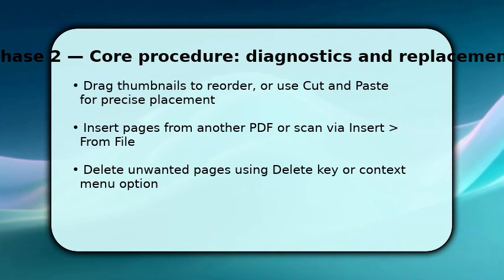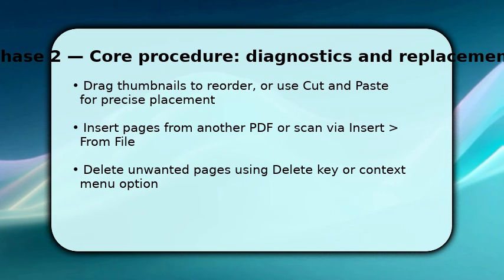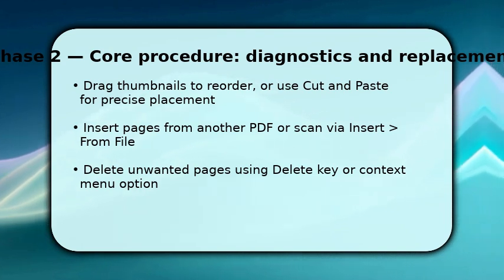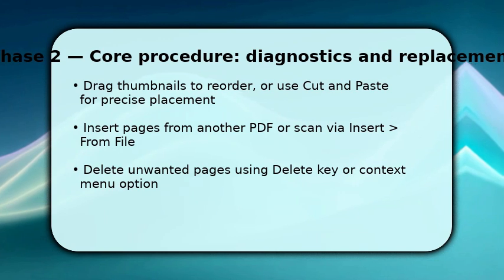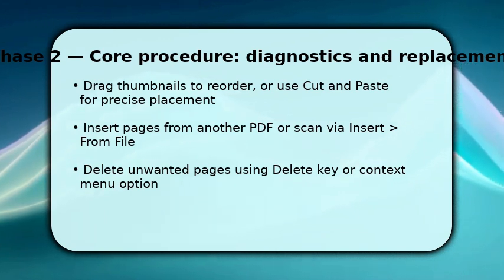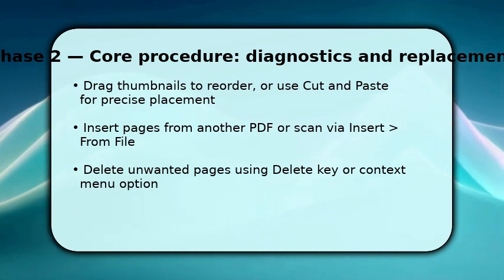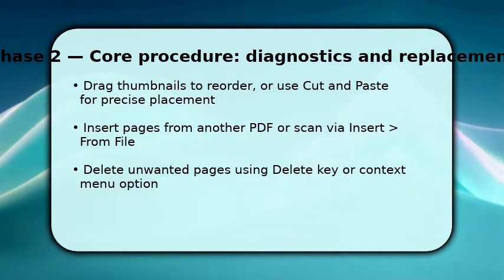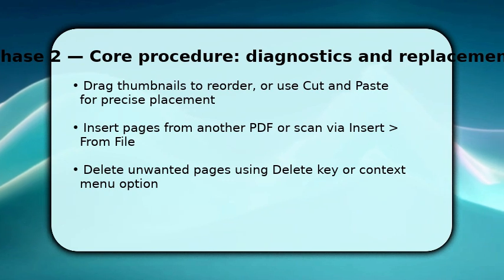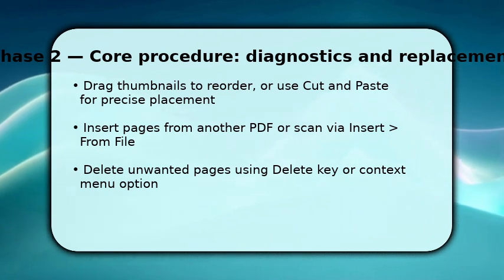To reorder, drag thumbnails, hold Shift to select ranges, and Control or CMD to select multiple non-adjacent pages. This speeds large rearrangements. To insert, choose Insert from File and navigate to the source PDF, because importing preserves formatting, then place the pages where needed. To delete, select Thumbnails and press Delete, or use the context menu.